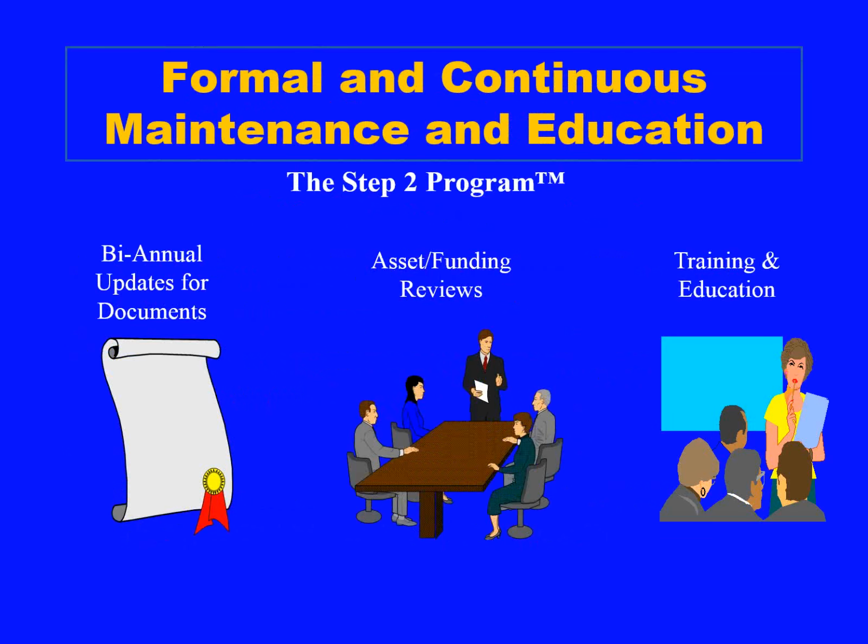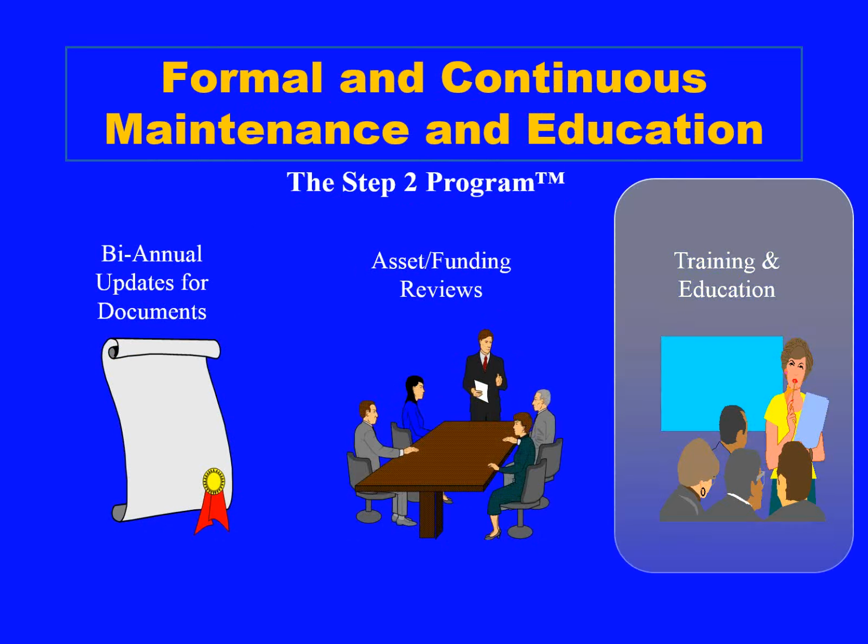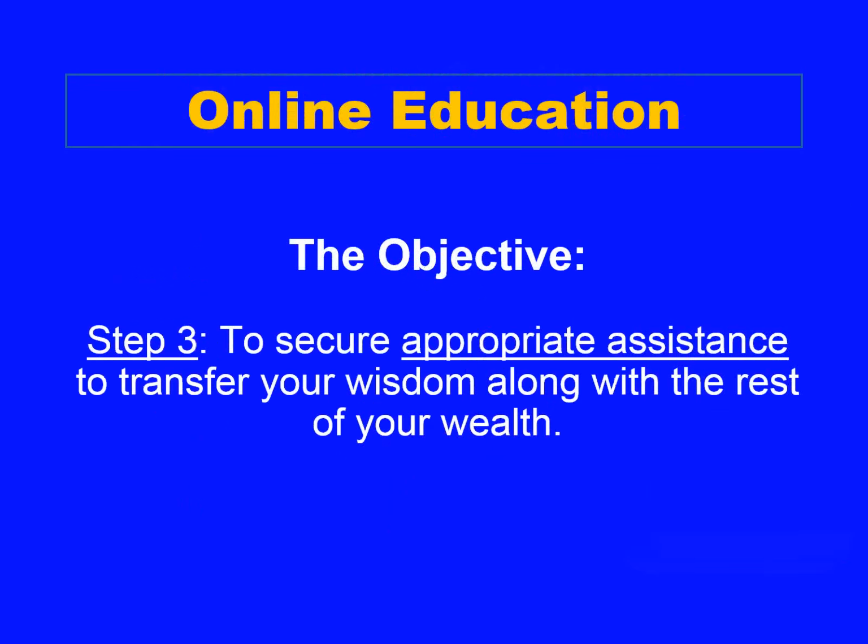There are three basic elements: the biannual updates of documents, the asset funding reviews, which occur in the spring, and the training and education. And the most important part of actually securing appropriate assistance is the training and education. So that's what we're trying to do. Our whole objective is to secure appropriate assistance to transfer your wisdom along with the rest of your wealth. Now, the issue of what is appropriate assistance, it's easy to think, well, that must be Heritage Design Law Group, but it isn't just us.